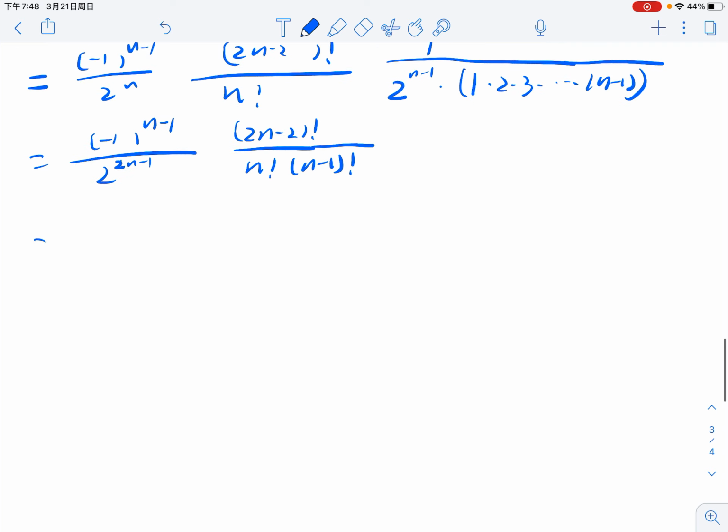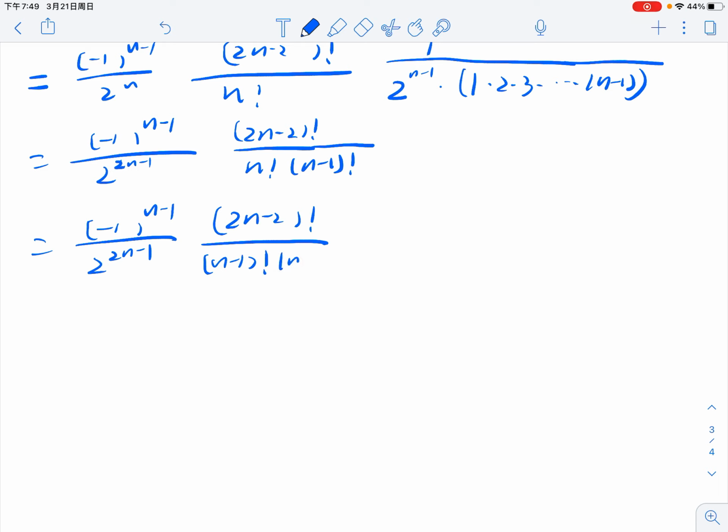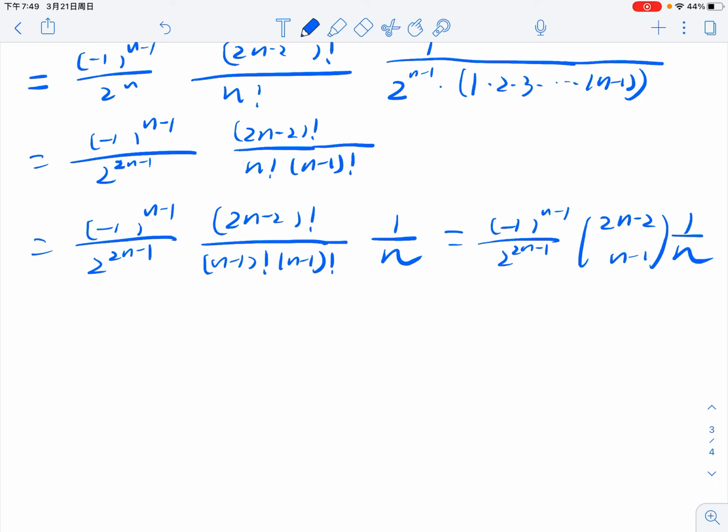Okay, and if you want a combinatorial number, let's change it a little bit. You have this, and then this will give you (2n minus 2) choose (n minus 1), times 1 over n.